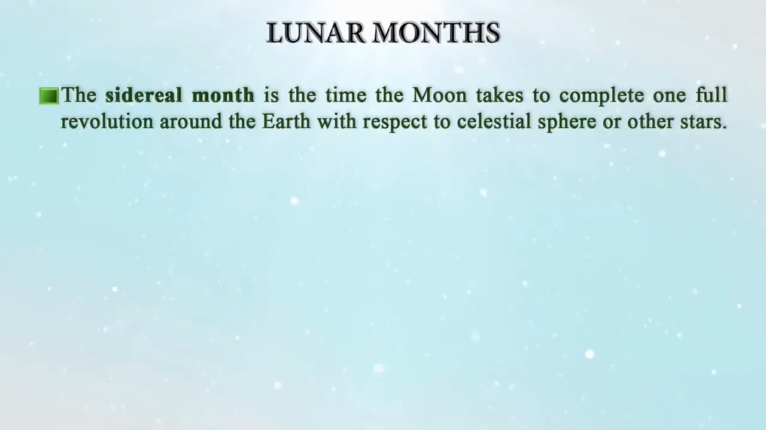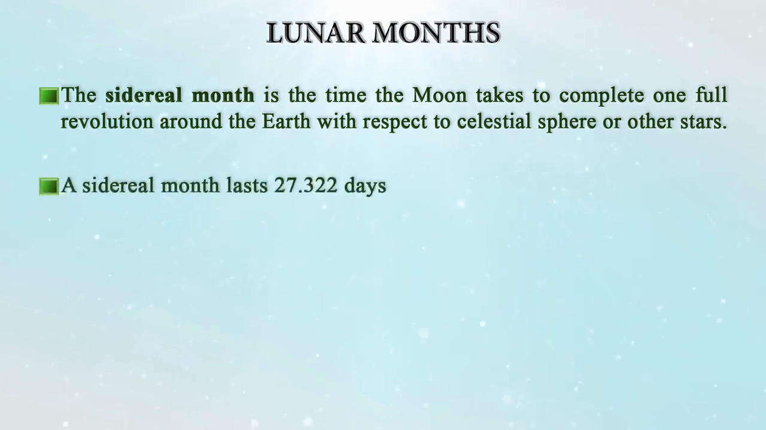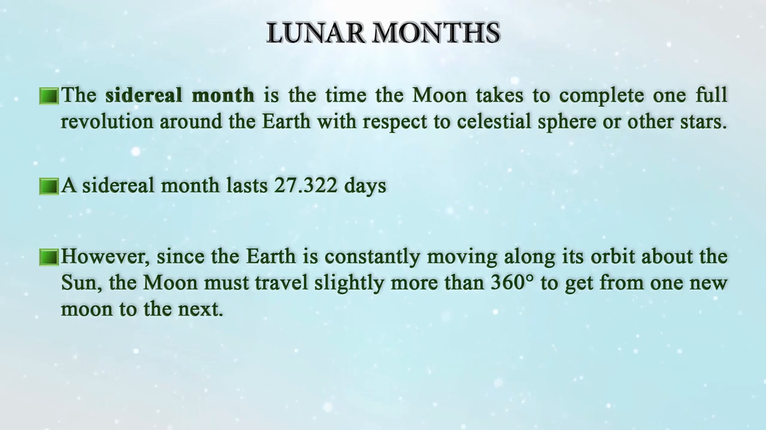A sidereal month is the time the moon takes to complete one full revolution around the earth with respect to other celestial bodies or stars, which are considered to be permanent, and it lasts for 27.32 days. However, since earth is constantly moving along its orbit about the sun, the moon must travel slightly more than 360 degrees, just as I explained in the previous slide, the time lag.